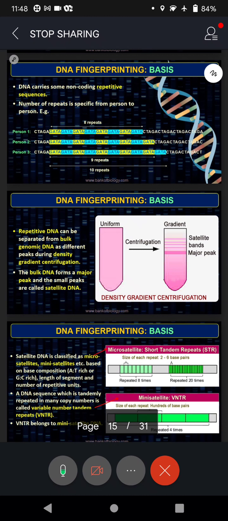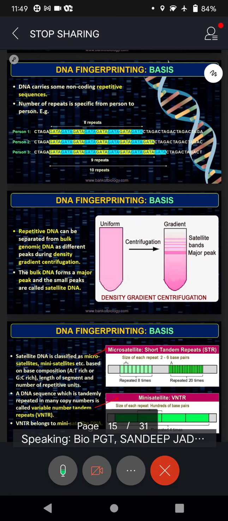And then we also go for the suspects. We ask the people, whom do you suspect? Who must have done this crime? So we collect blood samples from suspected persons, and their DNA also will be studied.